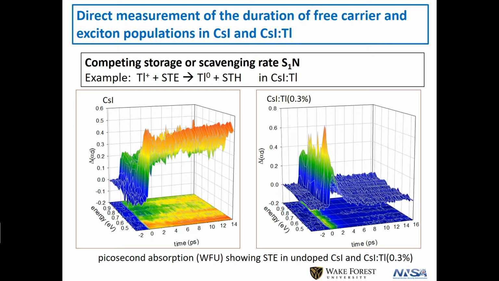Then we put in the thallium, which is in the real scintillator to make it operate at room temperature. And here's what I was talking about. It's such a good trap. This is the same spectral range. It just absolutely kills the self-trapped exciton, or prevents it, or whatever. And so this is nothing. So basically, put in thallium, and they all go somewhere else.